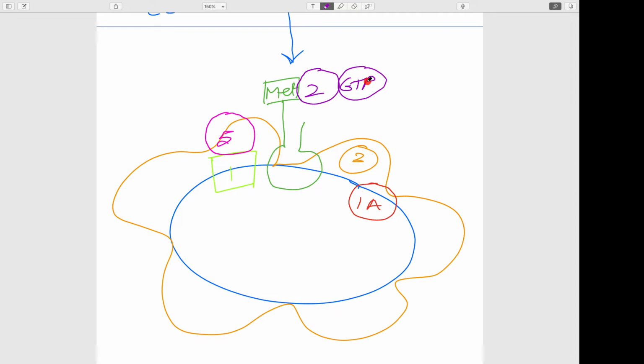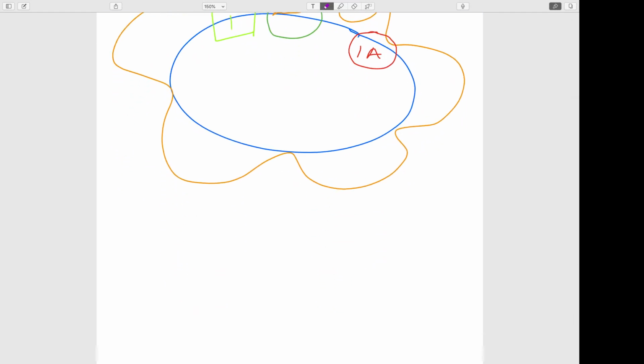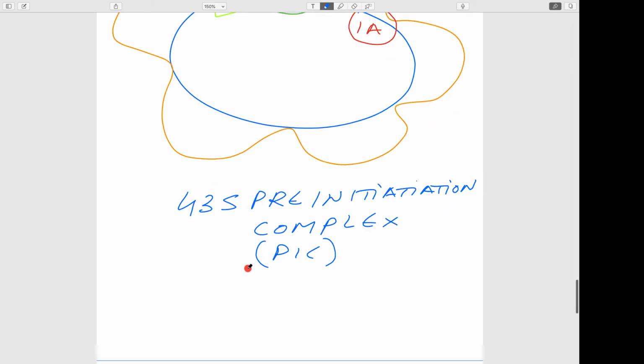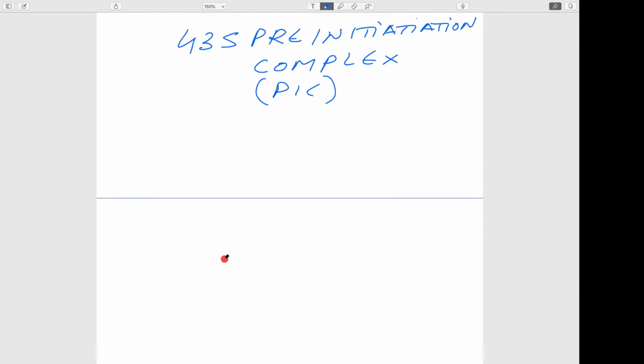Another difference from the prokaryotic system is that the transfer RNA doesn't bind after the addition of the messenger RNA. Here, it is before the addition of messenger RNA that transfer RNA binding is taking place. So this we call 43S. This is what we call the 43S pre-initiation complex. We can say PIC.